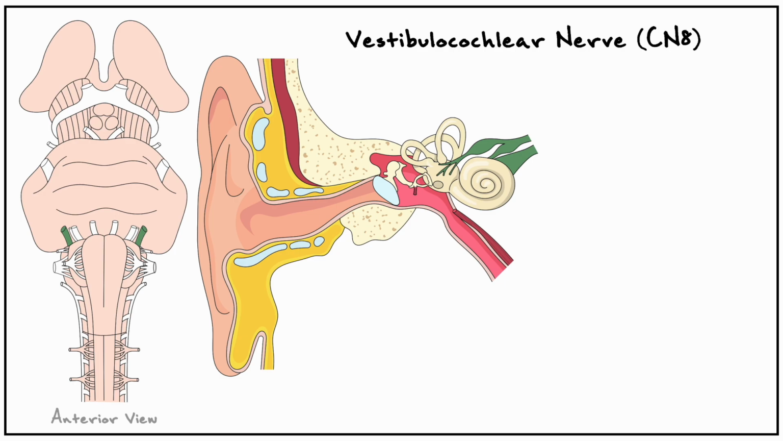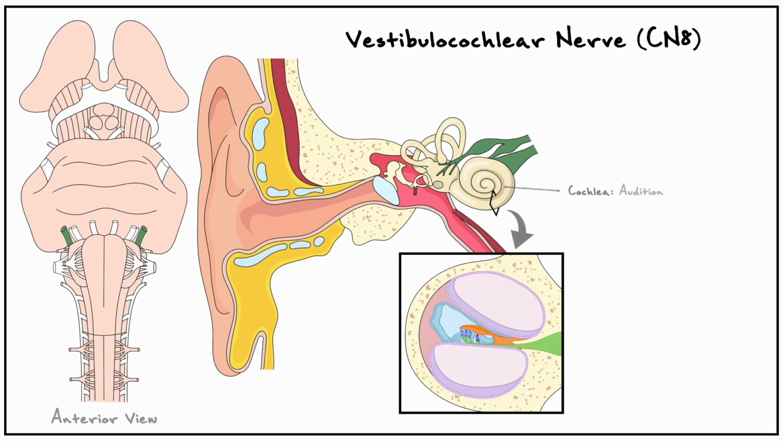Now, the inner ear itself is divided into 2 principal functional units. First, there is the snail-shaped structure called the cochlea, which, when we consider its cross-section, contains specialized cells that transduce the vibrations from sounds into neural signals. These neural signals are then picked up by the cochlear division of the vestibulocochlear nerve and carried to the central nervous system to create our auditory perception.